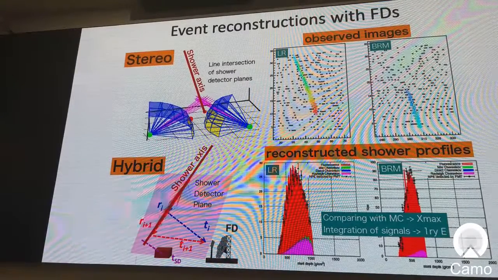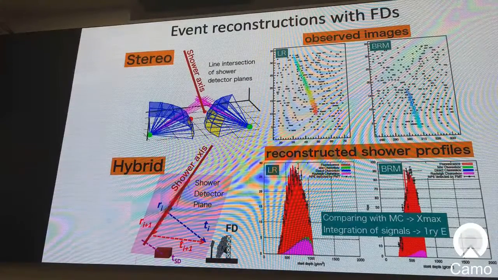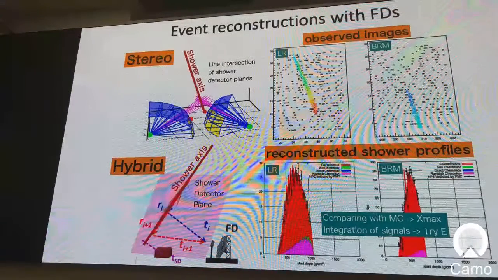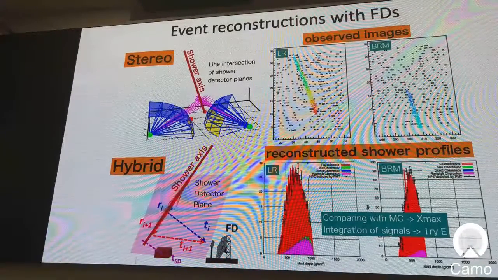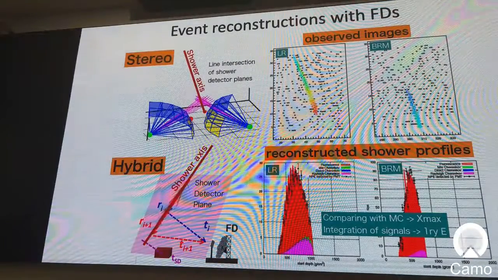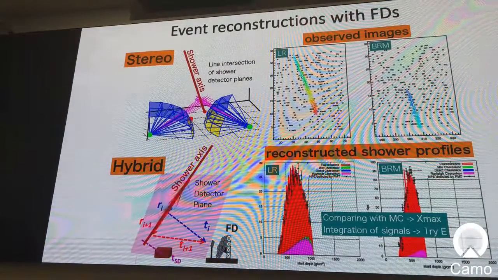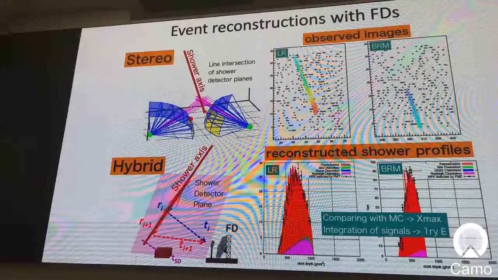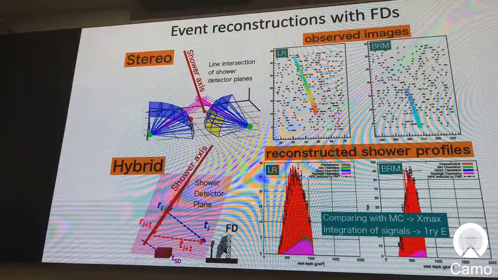And we actually use the FD energy also for the SD for accuracy. We make a relation between SD and FD with hybrid events, SD and FD hybrid events, and we make a relation between the SD energy and the FD energy, and we rescale the SD energy to the FD energy. We show the analysis results from the next slide.